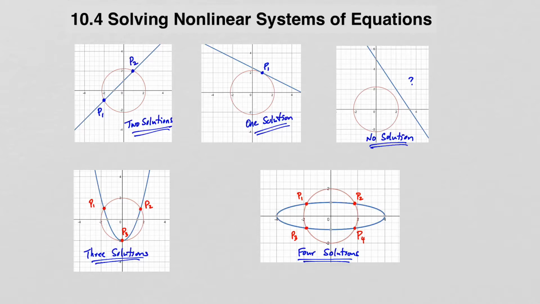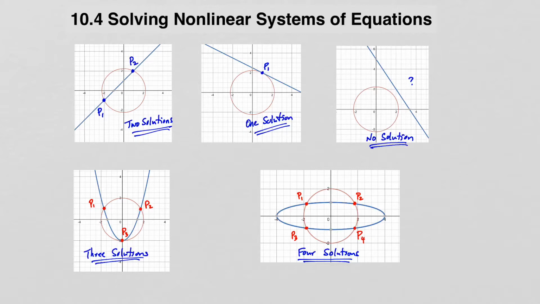I have some graphs here just to give you an idea of the types of situations that we'll be dealing with. For example, you could have a circle and a line. This is a nonlinear system because the circle is nonlinear. It's not a straight line. And in this case, you can see that the line intersects the circle in 2 points, so you would have two solutions for this system.